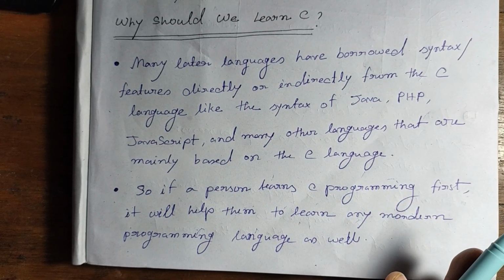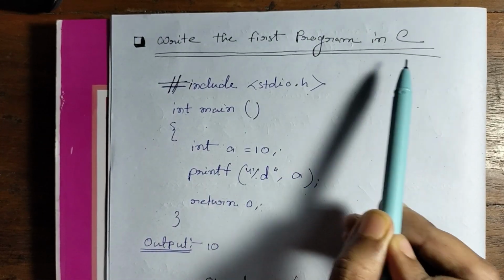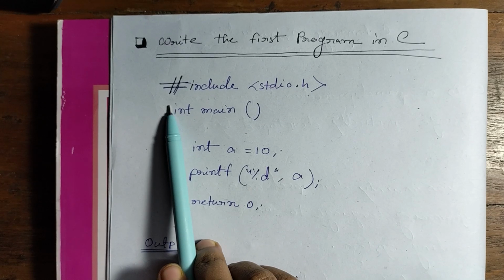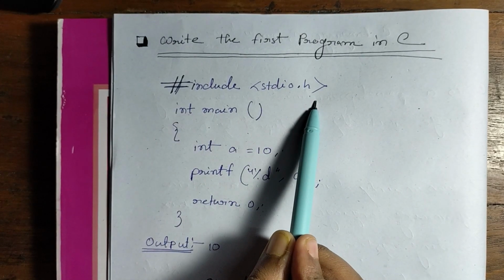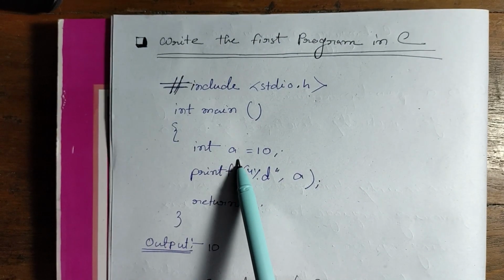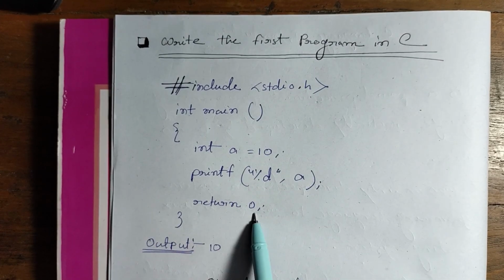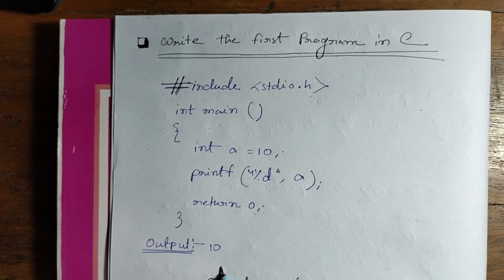After that, let's write the first program in C. In the first program in C, we have to write #include <stdio.h>, then int main, int a = 10, printf("%d", a), return 0. So the output is 10.